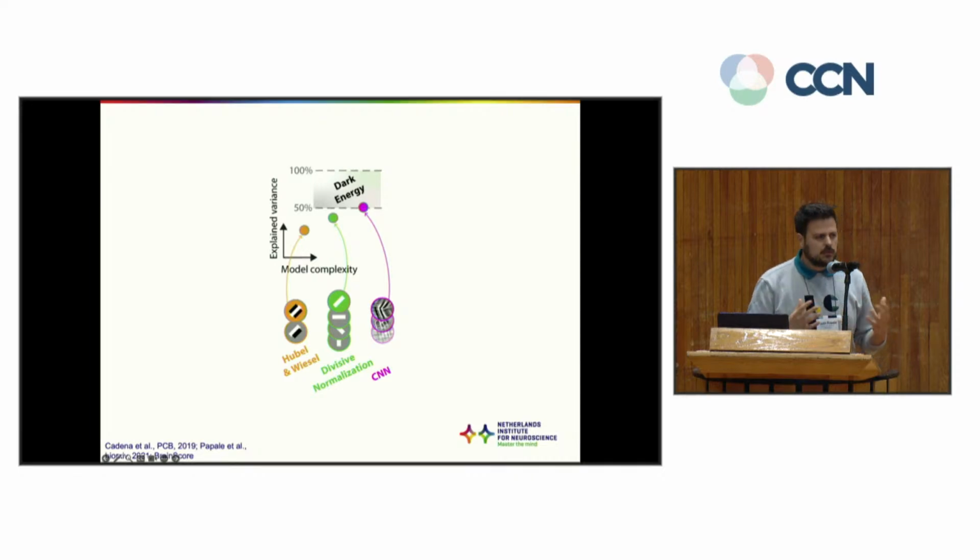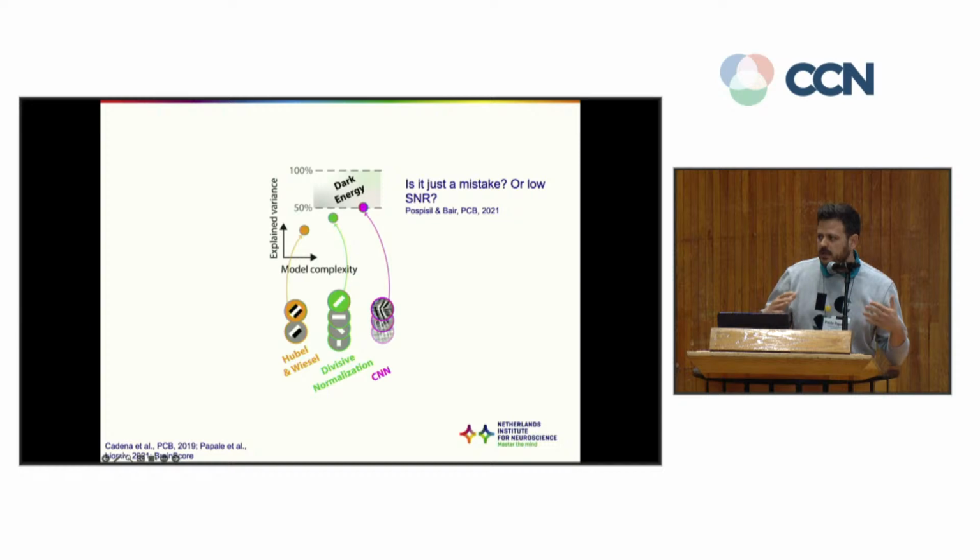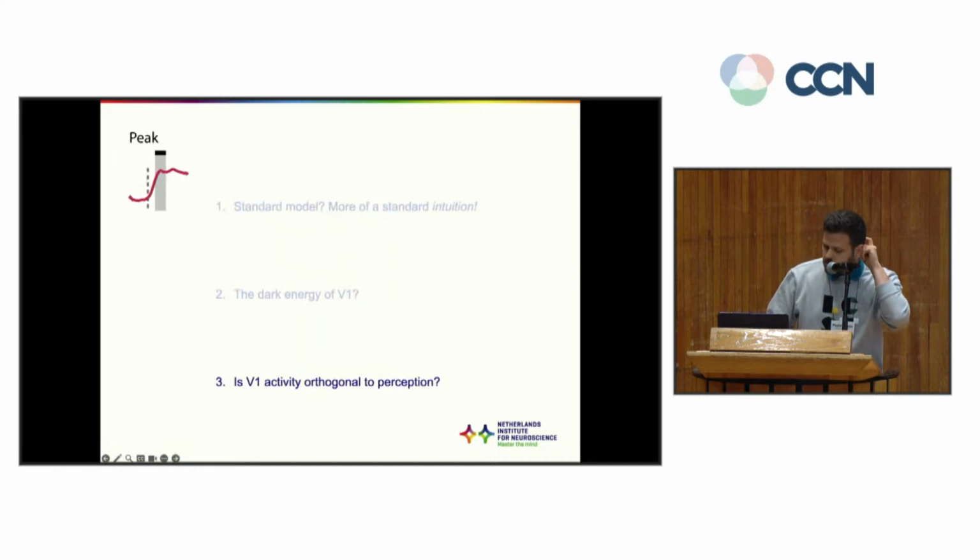It's unaccounted for, and it's in the way of our full understanding of what V1 response is doing. Or maybe there's an alternative. It's just a mistake in the way we compute noise in response to natural static images. It's just because of low SNR, but we do know what V1 response is doing. But still, we need to agree on that as a field. And then there is a third point.